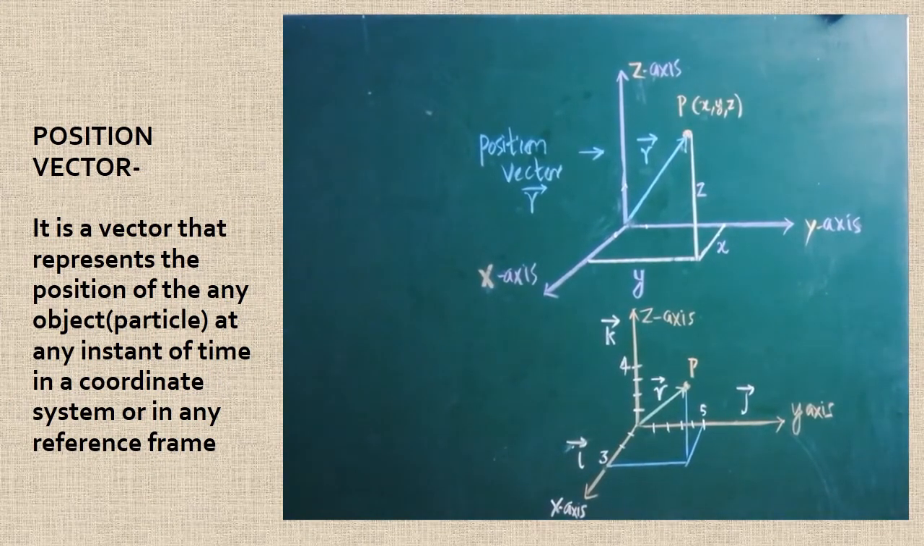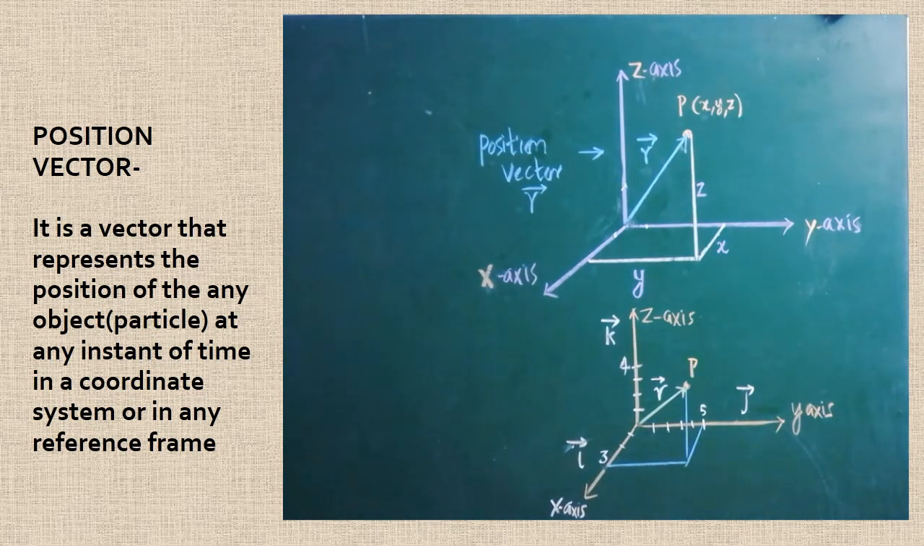Today you are going to learn about the term called position vector. Here, look at the blackboard. On the blackboard, you can see the vector called R vector. One point P is located in the three-dimensional coordinate system. Now we are going to locate the point P in the three-dimensional space, that is in the Cartesian coordinate system.